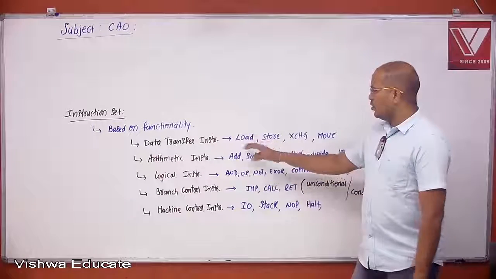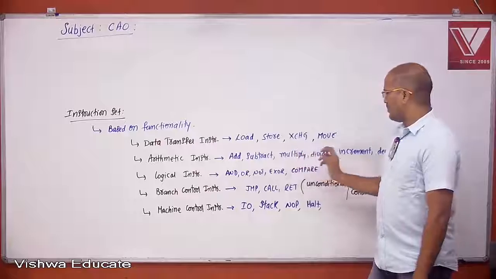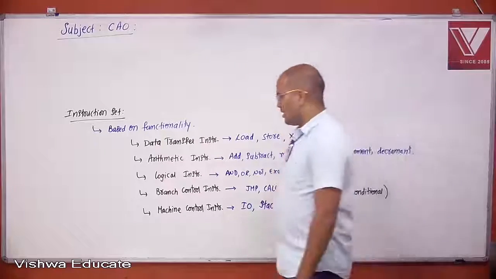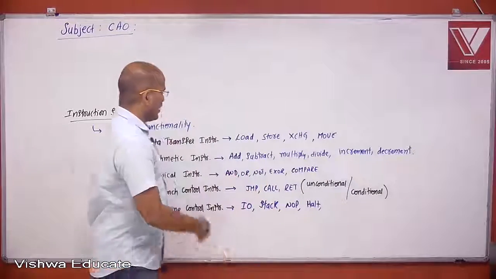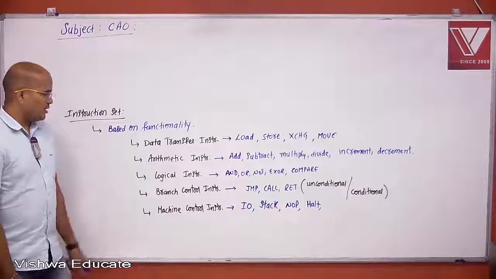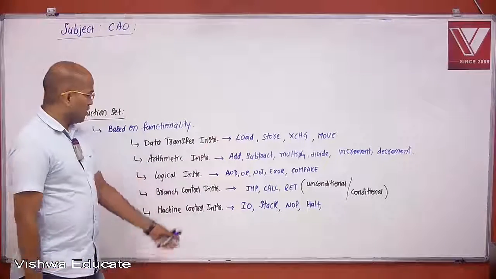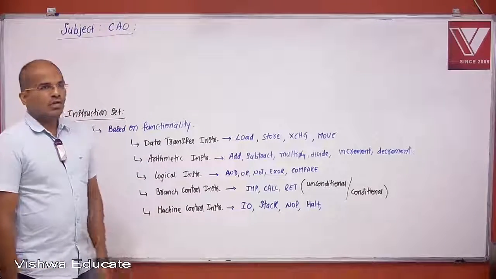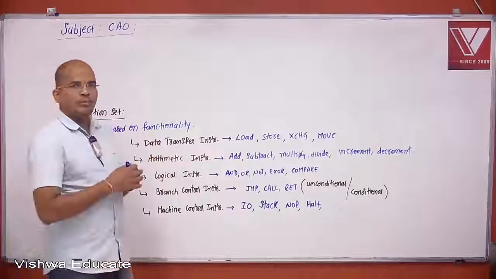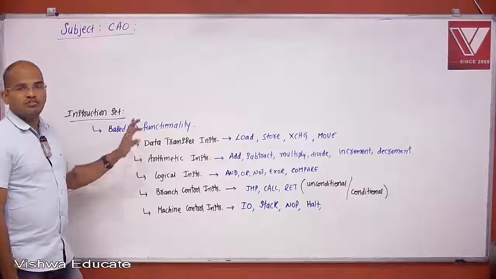Fine. So load, store, exchange, move are data transfer. Add, subtract, multiply, divide, increment, decrement are arithmetic. And, or, not, XOR, compare are logical. Jump, call, return are branch control, and IO, stack, NOP, halt, and few more are machine control things. So this is how we speak about the instruction set based on their functionality.